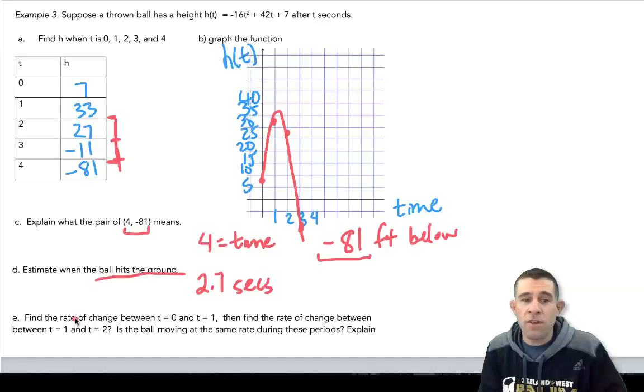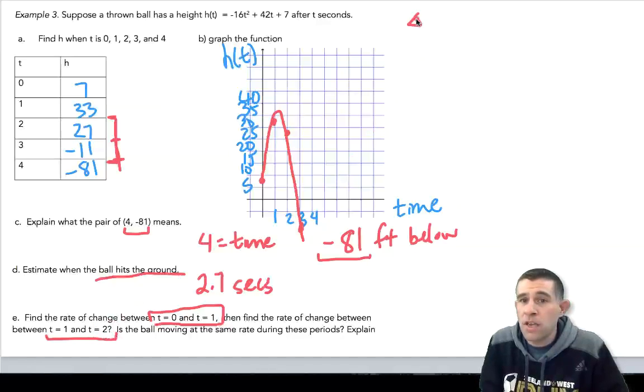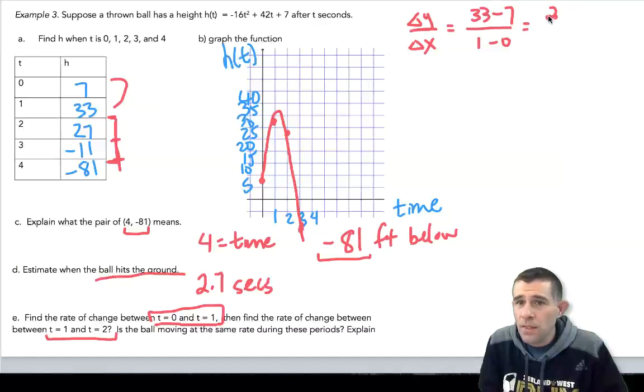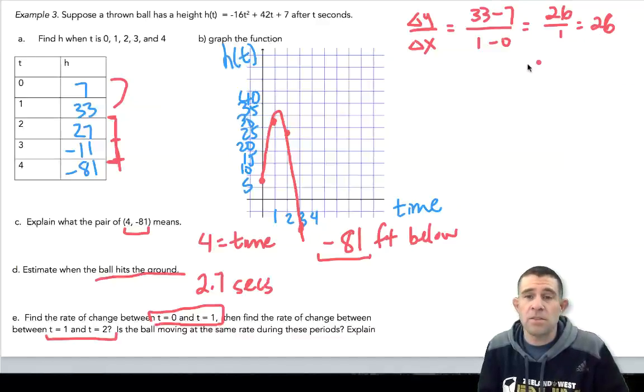And then finally it says find the rate of change between t equals 0 and 1 and between t equals 1 and 2. So remember, your rate of change is your change in y over your change in x. So let's find the slope between 0 and 1 second. That is 33 minus 7 divided by 1 minus 0. And that gives us 26 over 1, which is 26 feet per second.